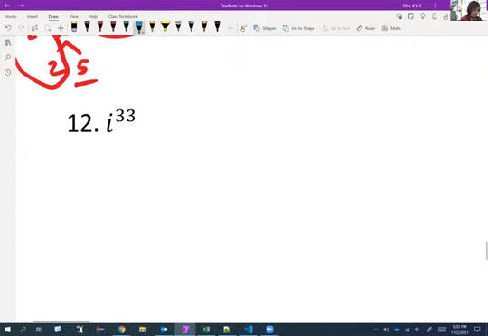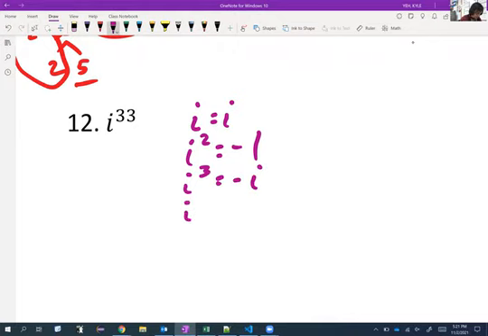i to the 33rd. If you remember, i to the first is i. i to the second power is -1. i cubed is -i. And i to the fourth is +1. And we saw in class this repeating pattern. i to the 5th just loops back, i to the 6th, 7th, 8th, then we'll loop back for 9th, 10th, 11th, 12th, loop back.